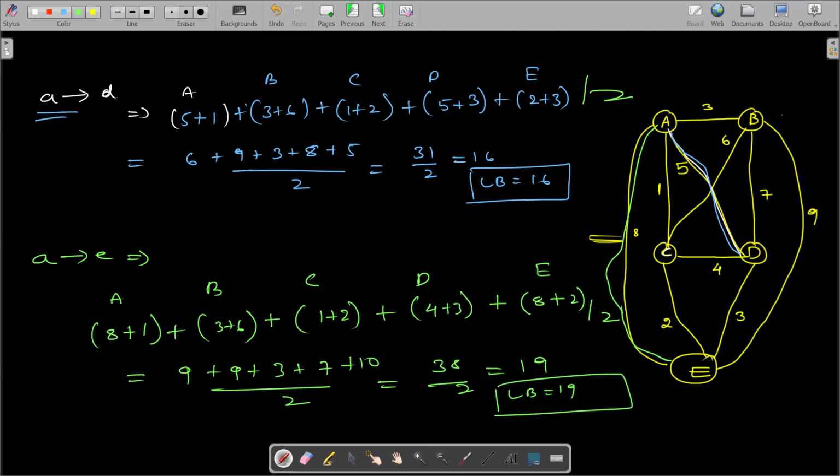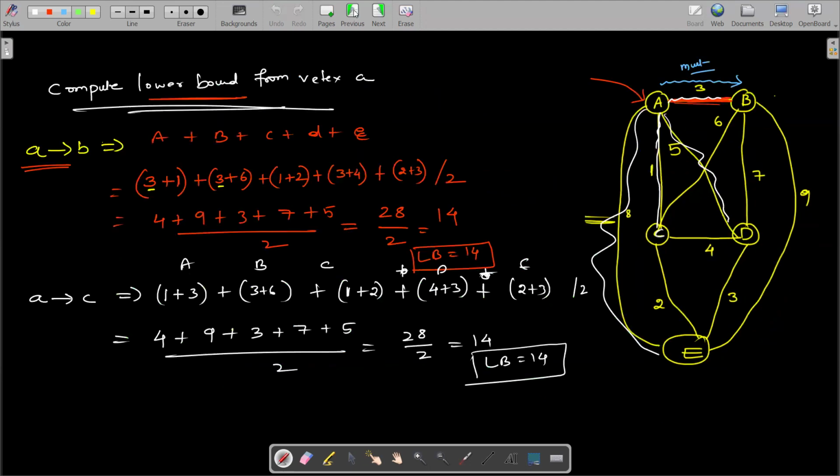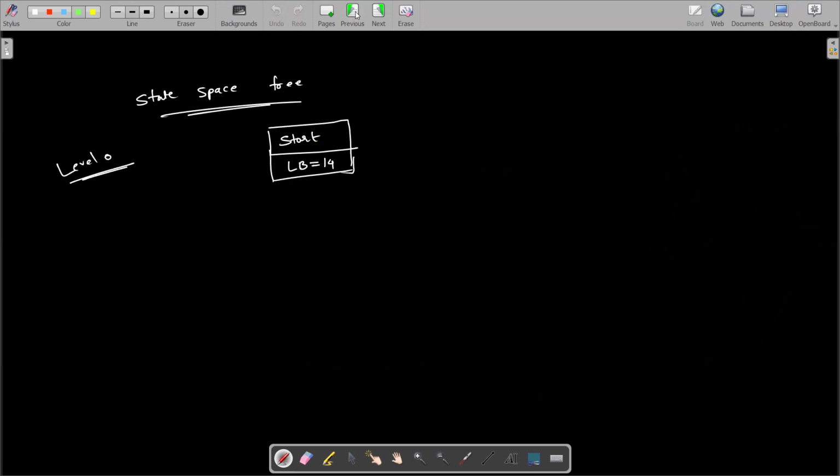So already we did everything for each and every vertex. From A to B we did it, A to C we did it, A to D we did it, A to E we did it. Everything is done. Now go back to the state space tree. Please understand, you have to go back to that state space tree. Now you have to write it.